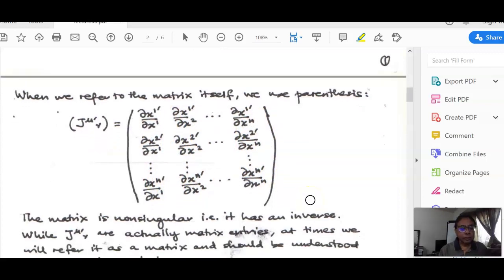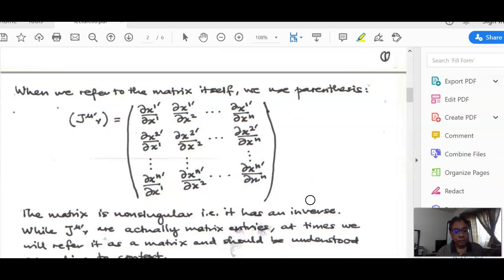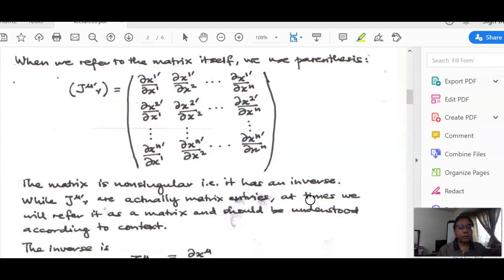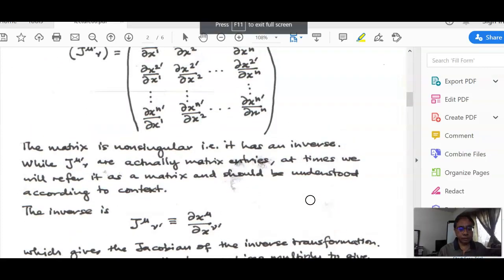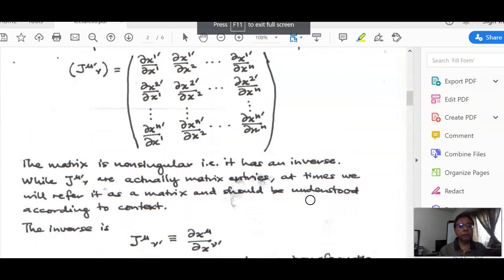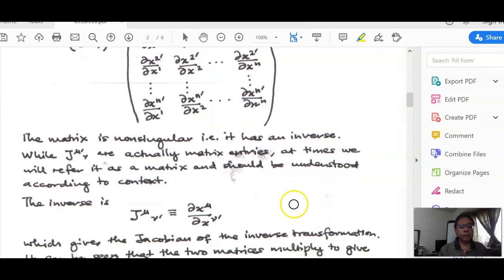If these two functions are invertible, one will expect this matrix to be non-singular, meaning the determinant is not zero, so one will be able to form the inverse. The inverse will be essentially the opposite of the one on top, given by partial x mu, partial x nu dash. In other words, you have the undashed coordinate in the numerator and the dashed coordinate in the denominator.